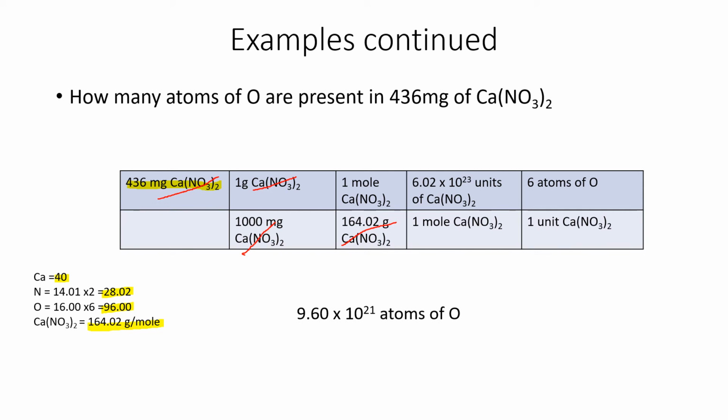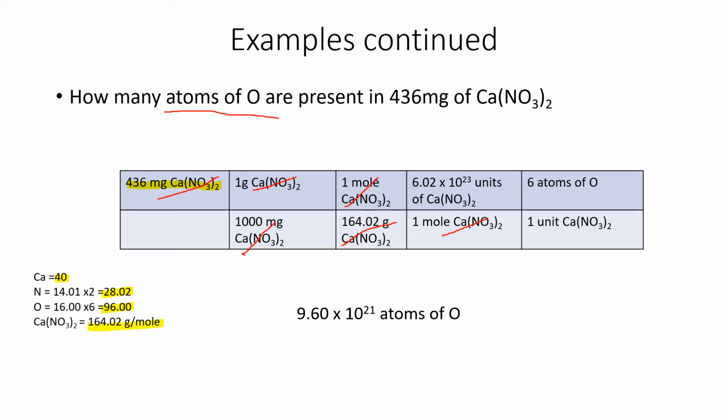I want moles to cancel, so moles in the denominator are going to cancel with the moles in the numerator. And the unit I'm currently at is units of calcium nitrate. Now that's not ultimately what I want to achieve. Ultimately, I want to figure out how many atoms of oxygen I really need. So I need some relationship between units of calcium nitrate and atoms of oxygen.